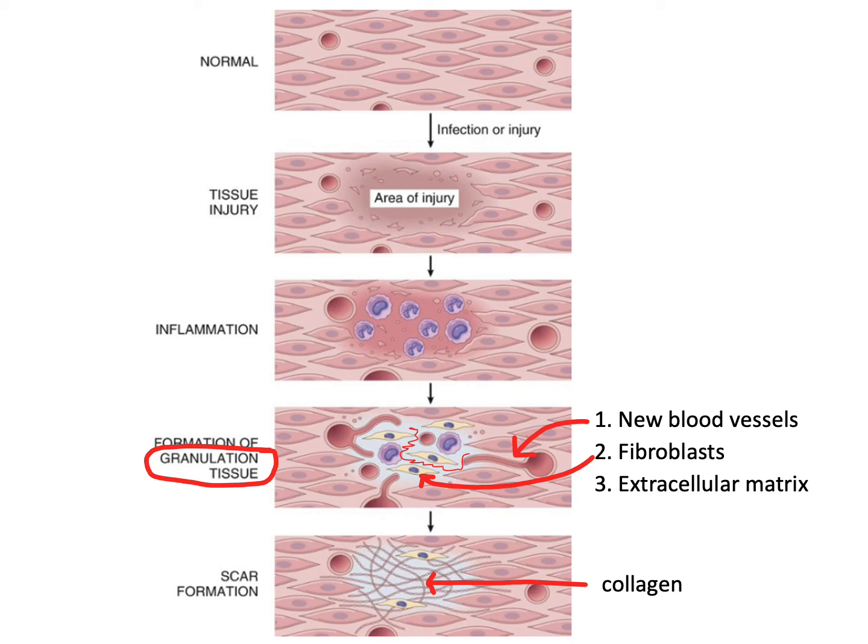And at the very end, after you're done making your scar, you undergo a process called remodeling where you cut the scar down into the appropriate size. You don't want to have a big honking scar in your tissue because it can interfere with tissue function. So you want to remodel it and cut it down to size.